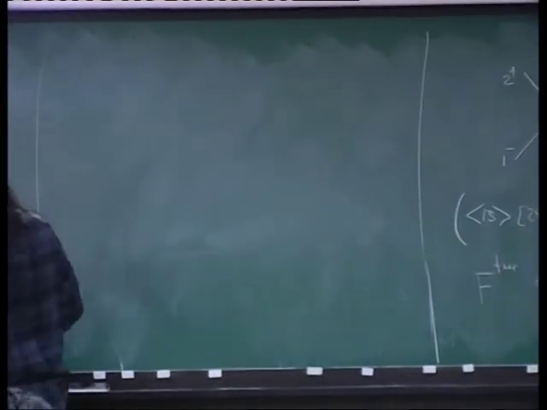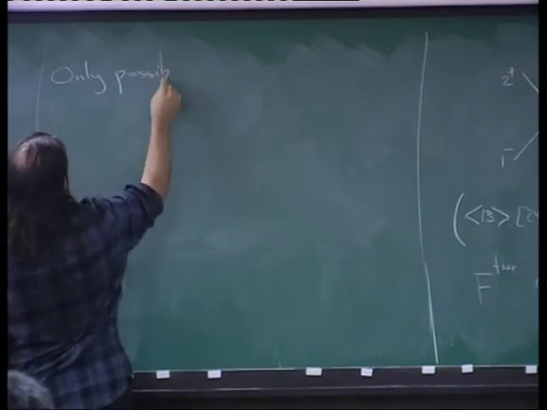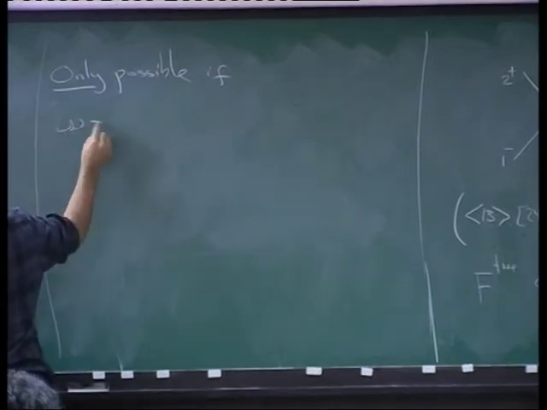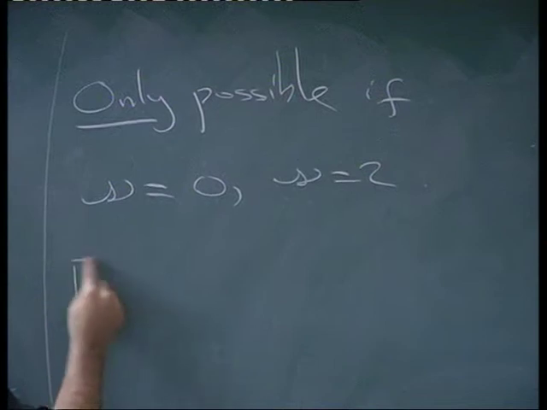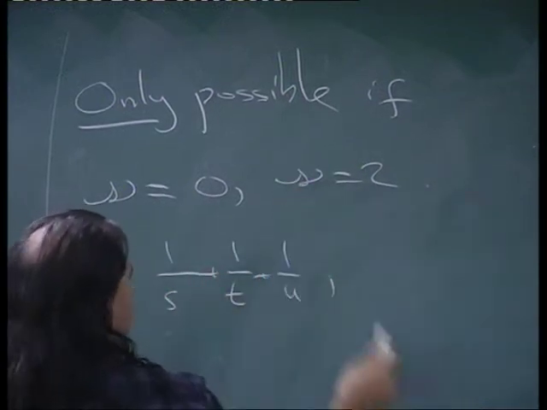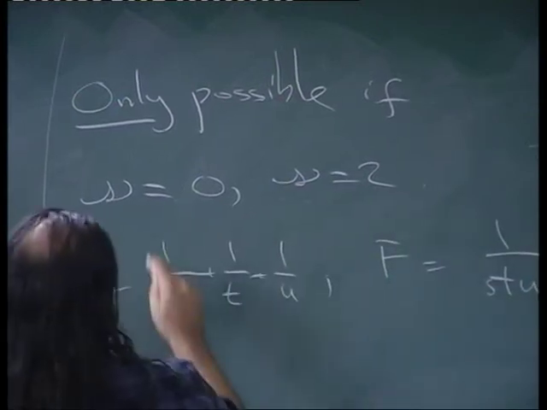And the answer is, it's only possible if the spin is equal to 0 or the spin equals 2. In the case where the spin is 0, F is equal to 1 over S plus 1 over T plus 1 over U. In the case where the spin is 2, F is equal to 1 over STU, times g squared.